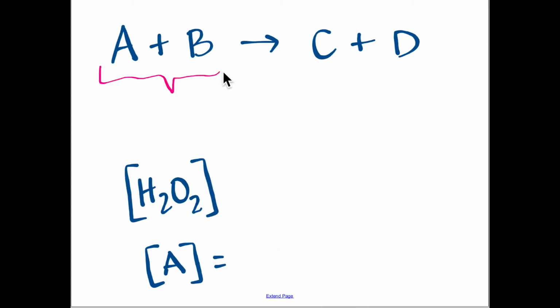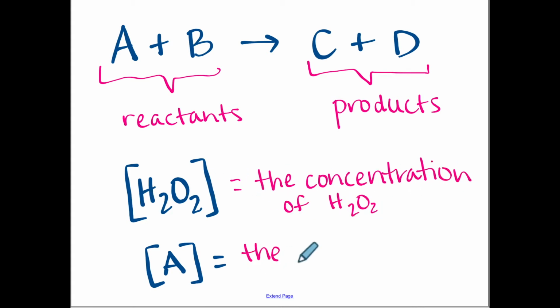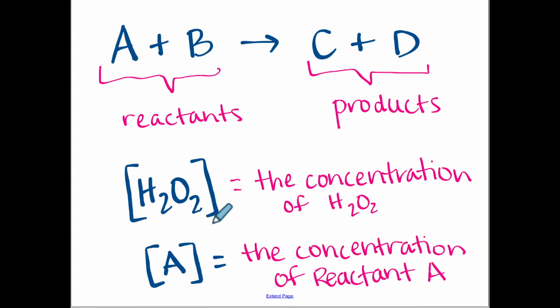The reactants, as a reminder, are on the left side of the arrow in a chemical equation, and the products are on the right. Anytime that you see brackets around a substance, that means that we are talking about the concentration of that substance. Usually these concentrations are going to be in units of molarity.